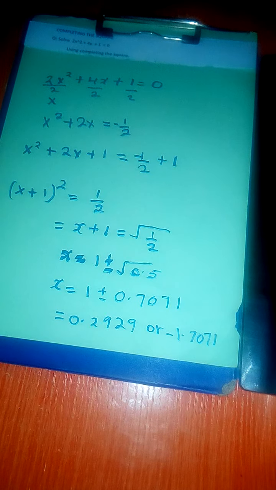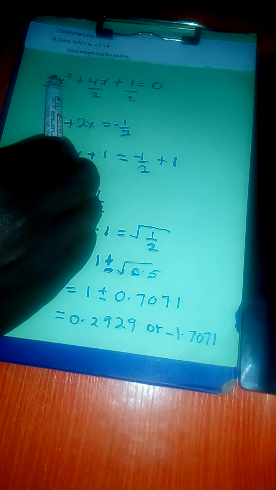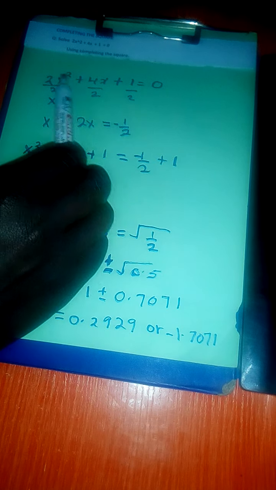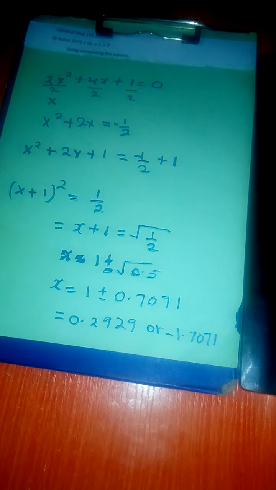So this is how to work to complete the square. You remember, we have to first make the coefficient of x squared to be 1 by dividing everything by 2. Then from there we complete the square, as you have seen the procedure.